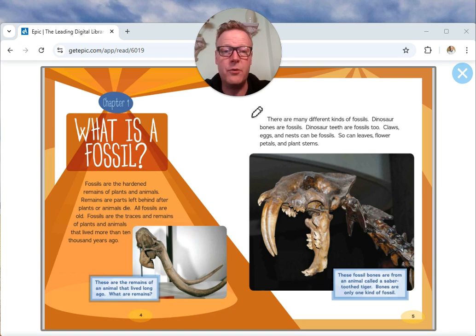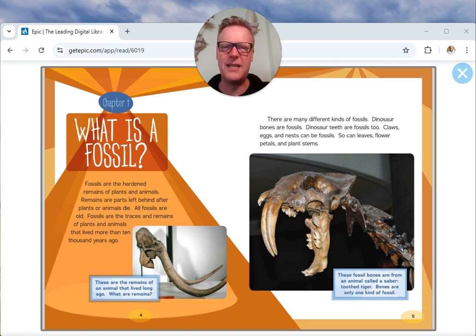Dinosaur bones are fossils. Dinosaur teeth are fossils too. Claws, eggs, and nests can be fossils. So can leaves, flowers, petals, and plant stems. There's a lot of different kinds of fossils. And man, it's a lot of fun. I don't know if you guys have ever had the chance to look for fossils, but they're out there. If you look and you know what to look for, you can even find some yourself.